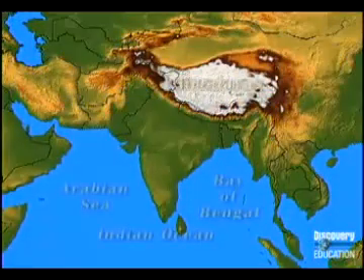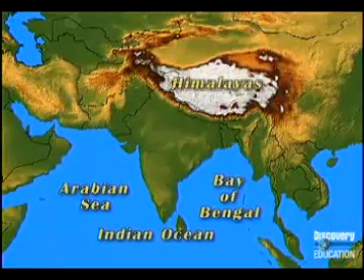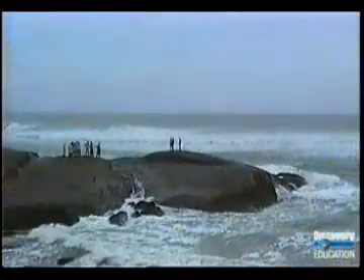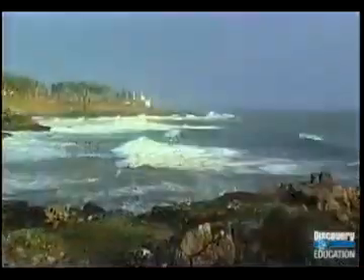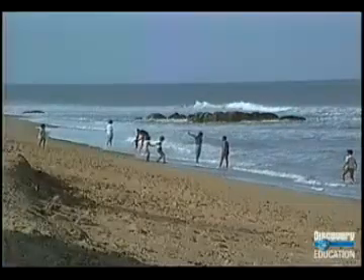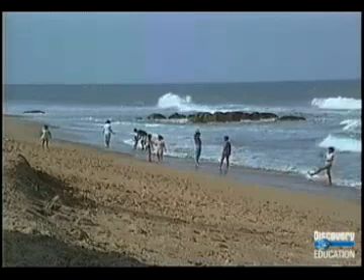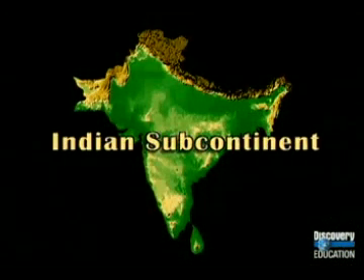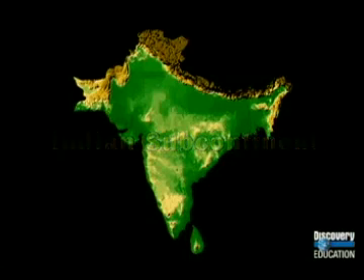Think of South Asia as a huge triangle that extends from the snow-clad peaks of the Himalaya Mountains down to a point that extends into the Indian Ocean. This triangle is bordered on the west by the Arabian Sea and on the east by the Bay of Bengal. This landmass is sometimes called the Indian subcontinent because it is very large and almost like a continent by itself.